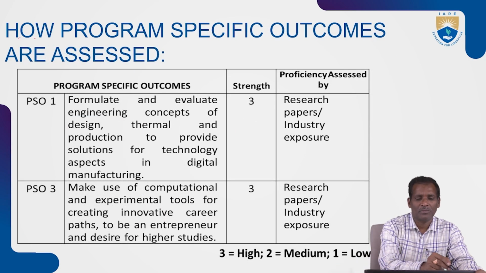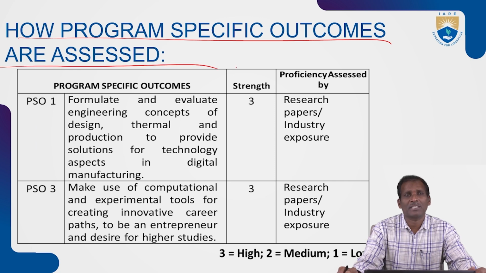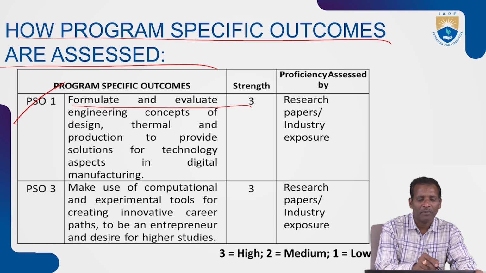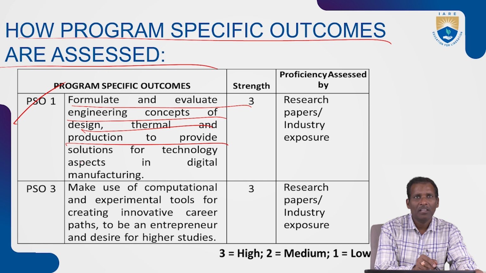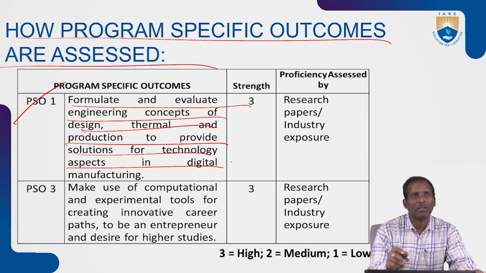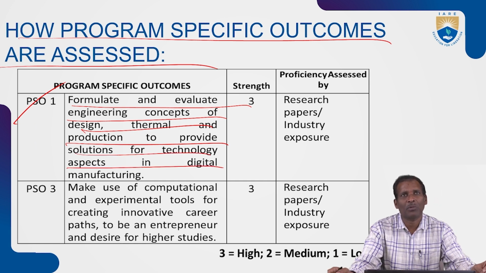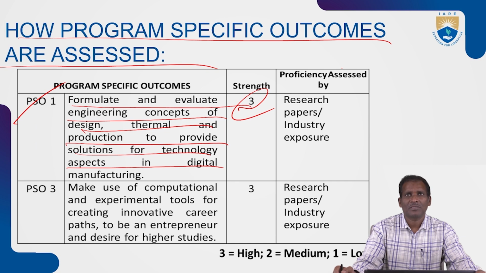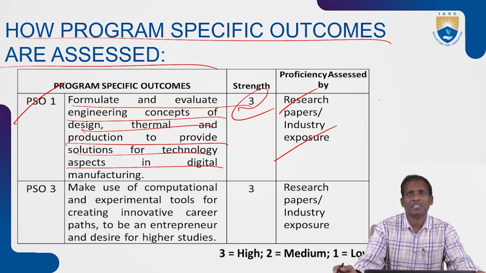Next, program specific outcomes. How are program specific outcomes assessed? See, department-wise the specific outcomes may vary. So formulate and evaluate engineering concepts of design, thermal and production to provide solutions for technology aspects in digital management. These are the program specific outcomes, the mechanical department specific outcomes. The strength is 3. The proficiency assessment is research papers and industry exposure.